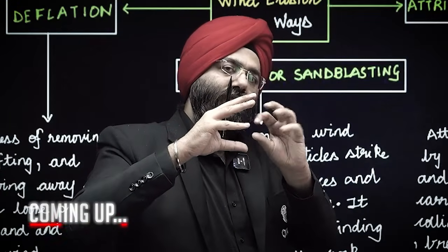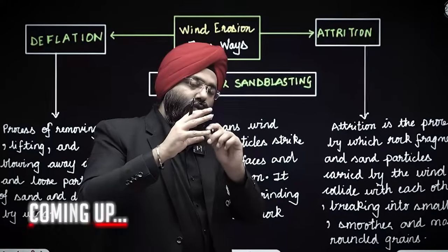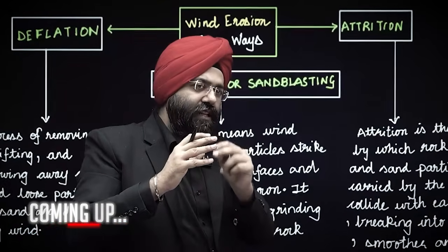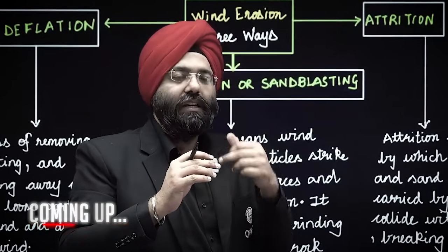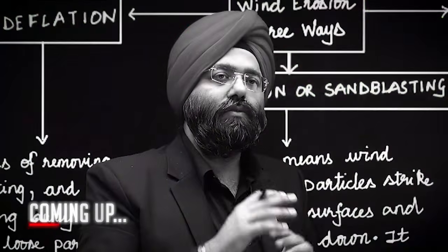Wind is blowing. Within the wind, there are a lot of sand particles that are present. They are colliding with each other. Now, collision with each other leads to formation of further finer particles. This is known as attrition.